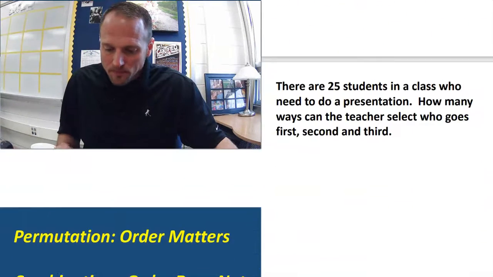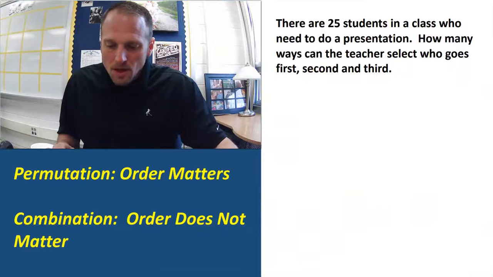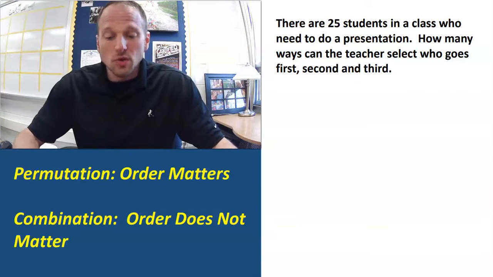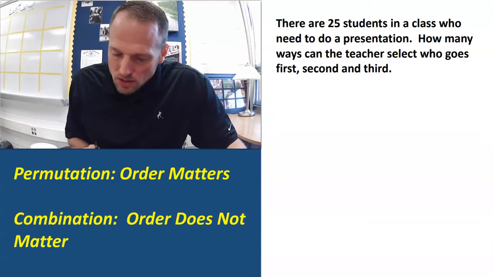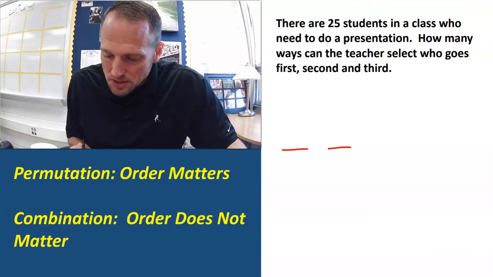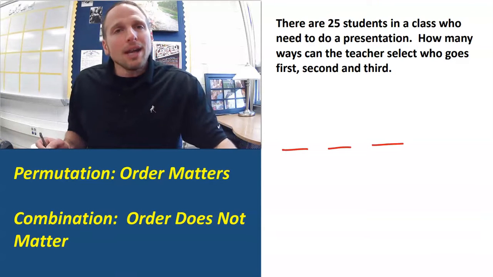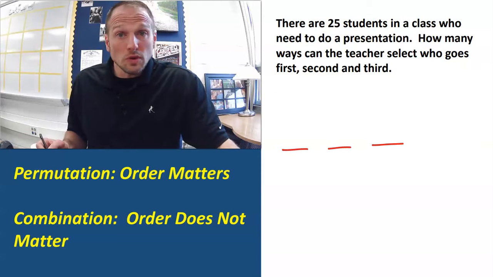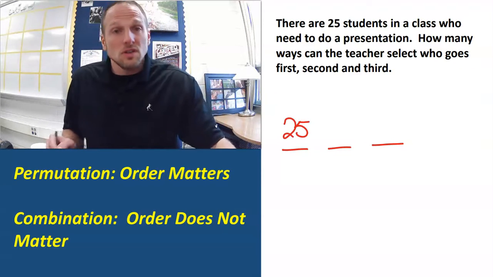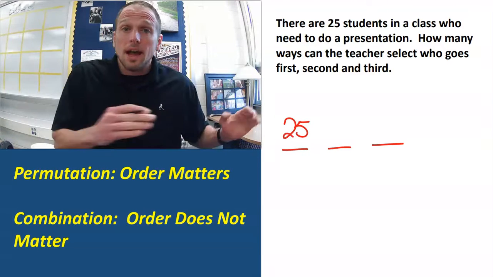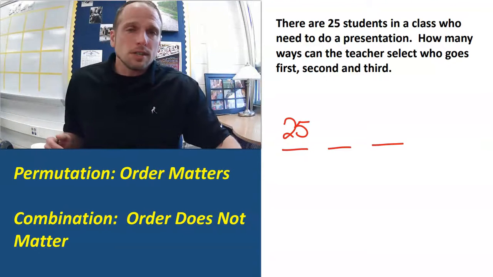Let's look at another one. There's 25 students in a class who need to do a presentation. How many ways can the teacher select who goes first and second and third? So the teacher's going to make 3 selections, first, second, and third. How many options are there for the teacher to choose from who goes first? Well, there's 25 students, so there's 25 people who could go first. So the teacher's made a choice on who goes first. I don't know who it is, but they've chosen somebody.